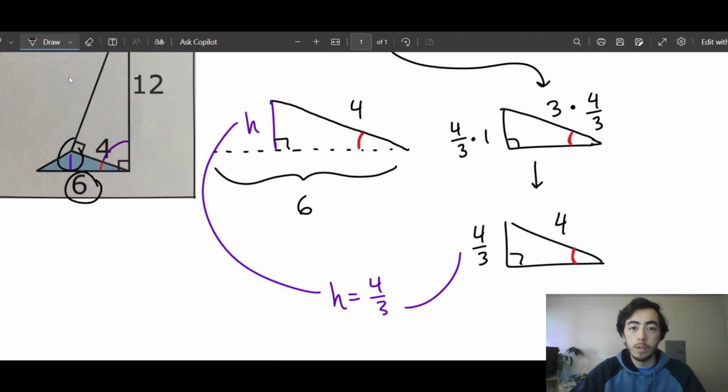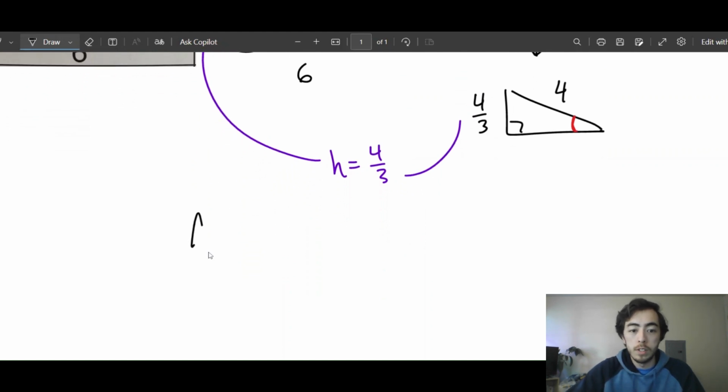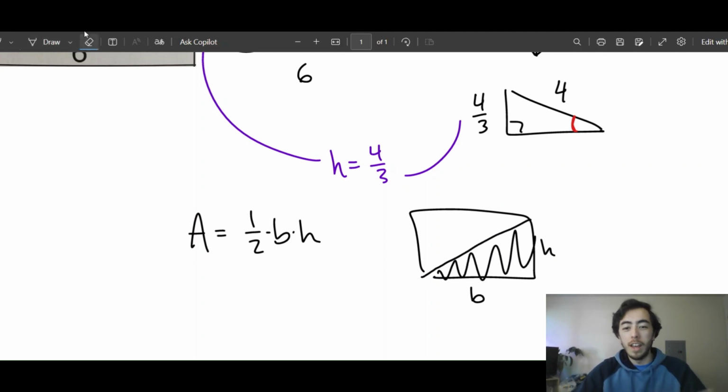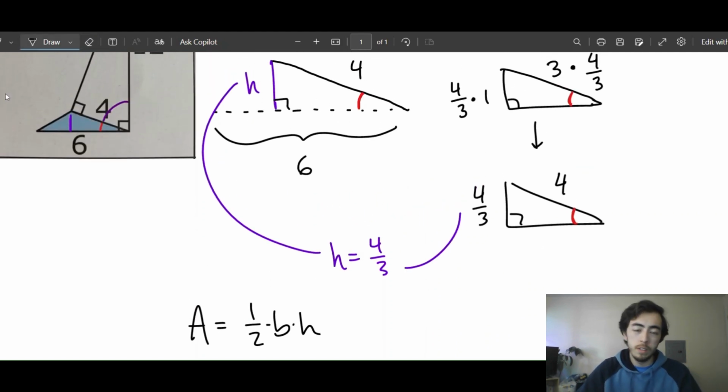I know its altitude is 4/3. And I could just use the standard triangle area formula to figure out the area of this triangle. The formula just says half base times height. You can think of it as if we had a rectangle with a base and a height and you just cut it in half, you're going to get the area of a triangle. And even though this one's a little bit weirder because it's an obtuse triangle, the formula still holds.